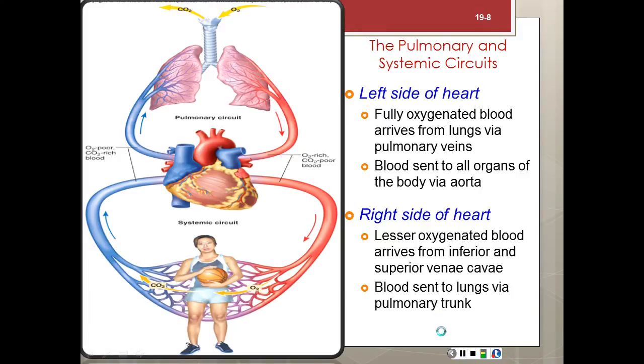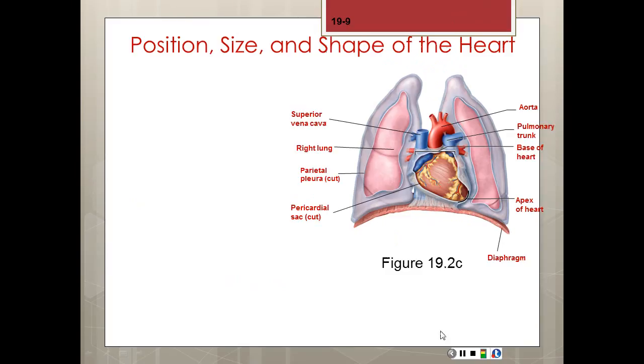Okay, let's move on to the next slide. Position, size, and shape of the heart. The heart is located in the thoracic cavity in the mediastinum between the lungs and deep in between in the sternum. You see it sitting right in here in this particular position. It is tilted towards the left from superior to inferior midpoints. So about 2/3 of the heart lies to the left of the median line.